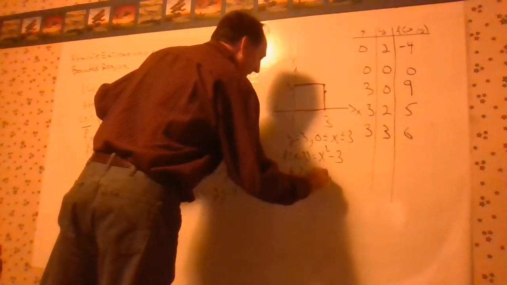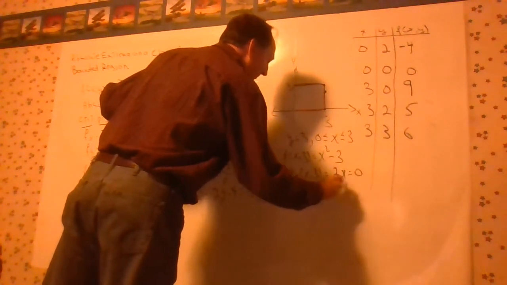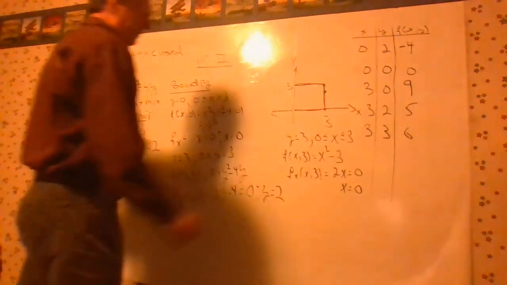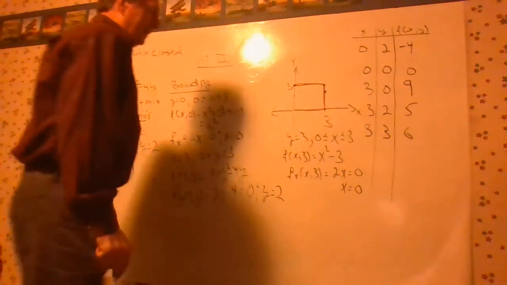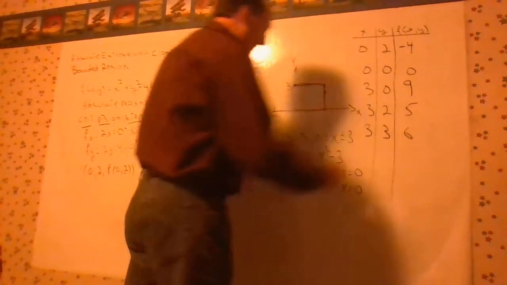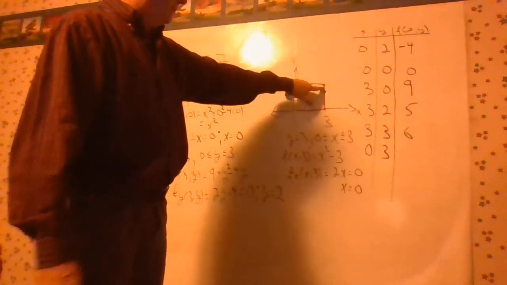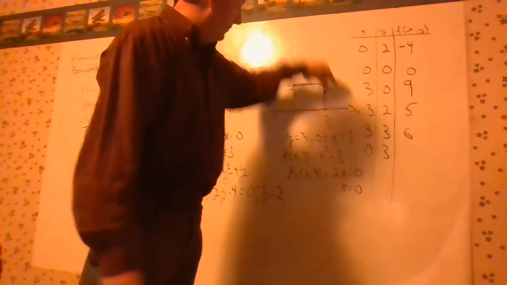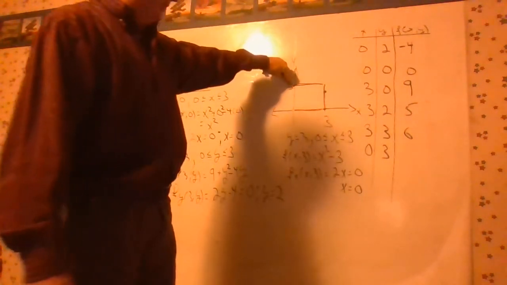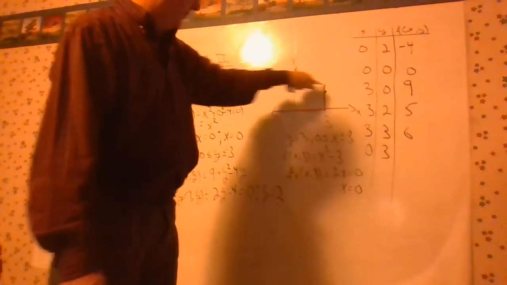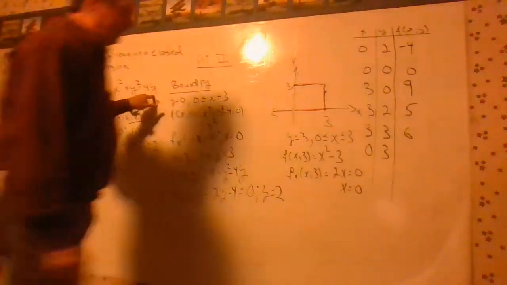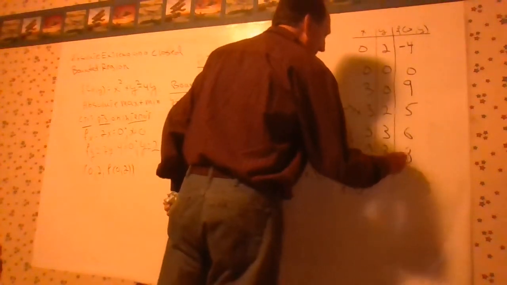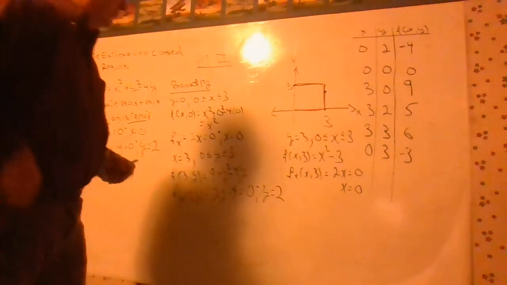f sub x of x, 3 is 2x, set it equal to 0. x equals 0. Well, x equals 0, y equals 3 is right here. That's the one endpoint. That endpoint's already included from the previous step. That's 3, 3. 0, 3 is that endpoint. No critical points on the interior of that line segment. 0, 3, that's 0 plus 9 minus 12. That's negative 3. And now we're coming down the home stretch.